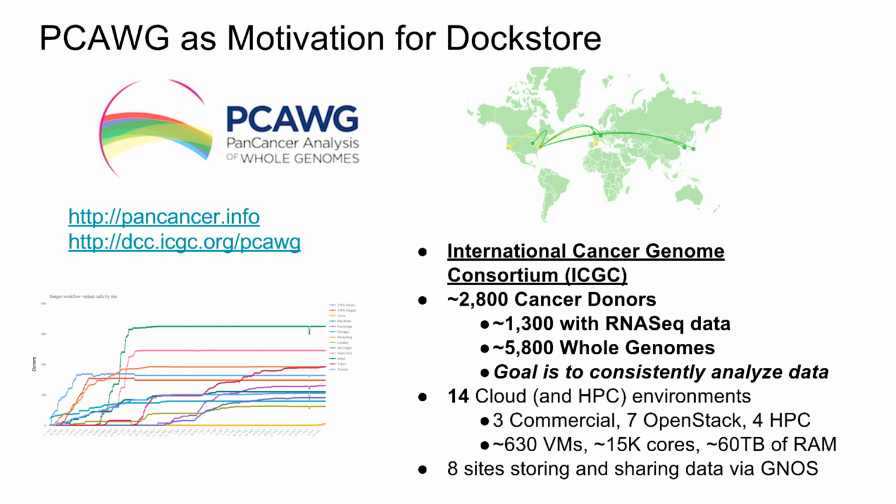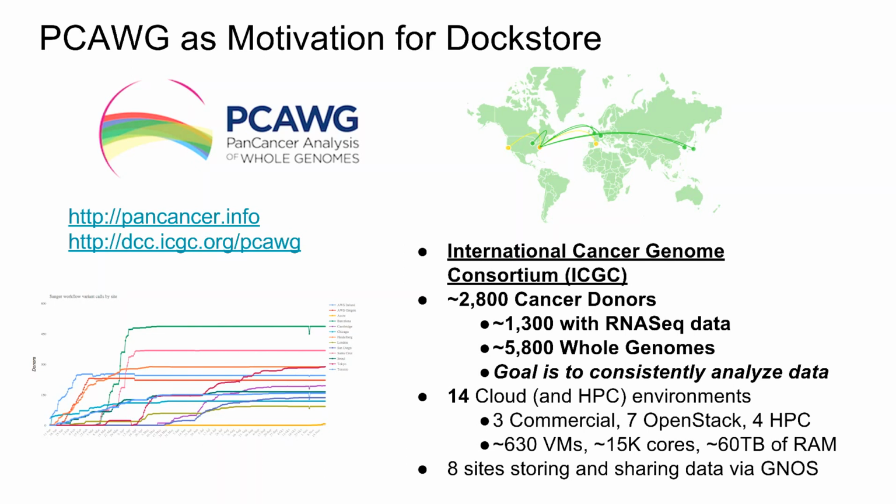And really it was a distributed project with hundreds and hundreds of researchers looking at about 2,800 cancer donors, which corresponded to about 5,800 whole human genomes. That data set was actually spread all around the world in 8 different sites. And the goal was to take that data and consistently analyze it with a common set of pipelines.